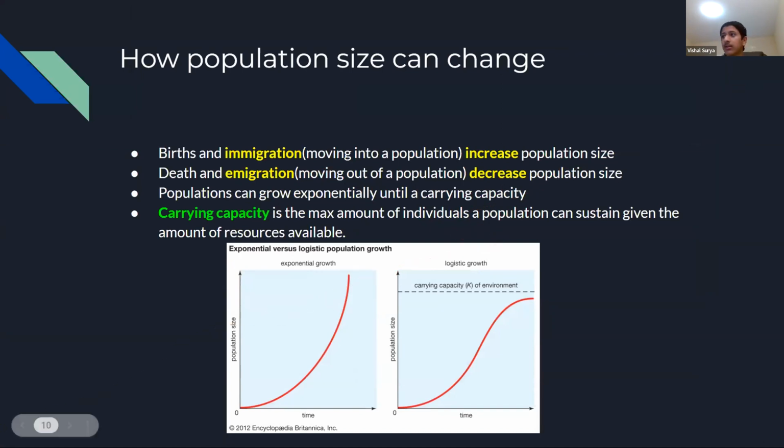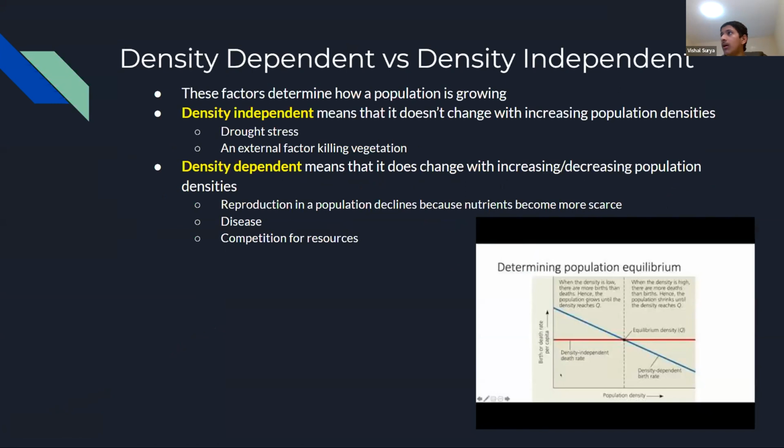Okay. Next we'll need to get the Q&A back up. Next we'll describe density dependent versus density independent factors. So these factors also determine how a population is growing. And so there are two main ones that we want to talk about here.